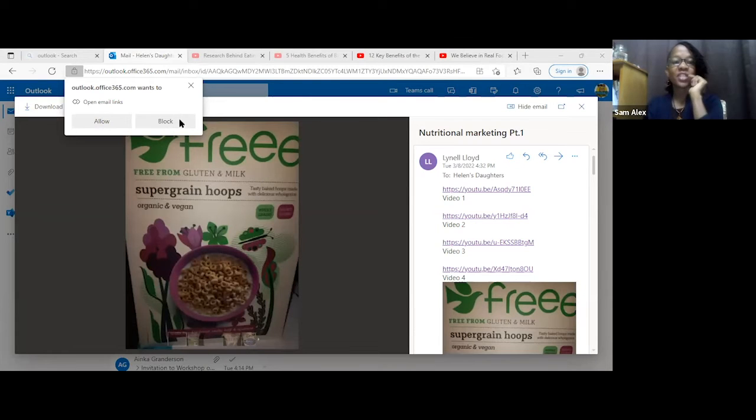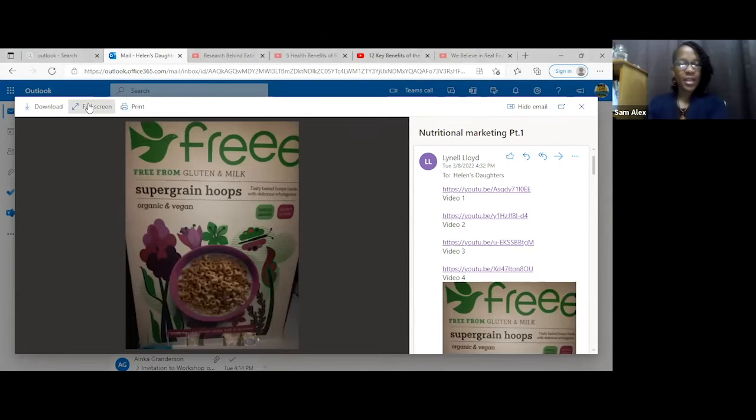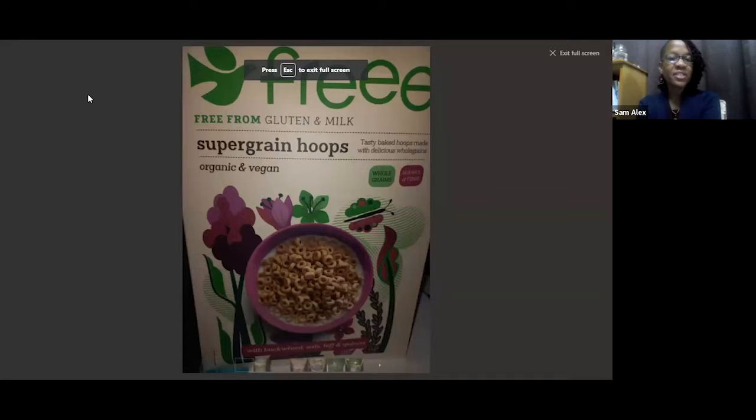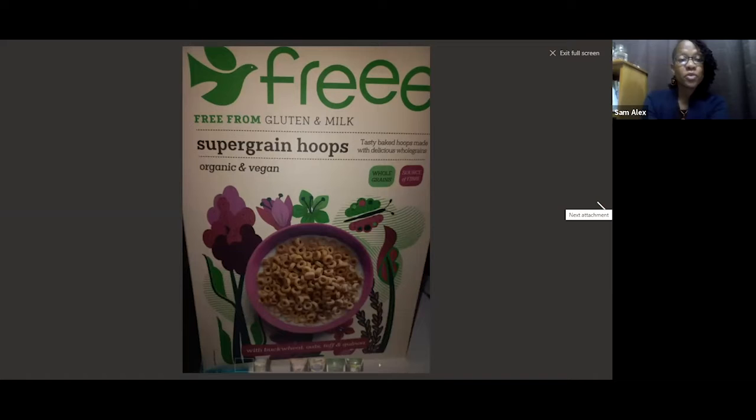Okay, so I want you to pay attention to this label. You will notice it is a type of cereal. It's not a local product. It says super grain hoops. So the first thing it says is super grain, which is already a catchword because persons are looking for grains. You know, they're looking for superfoods.